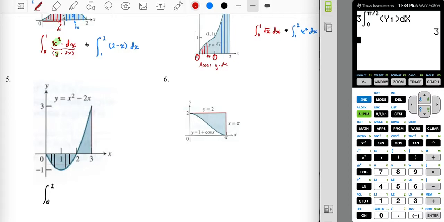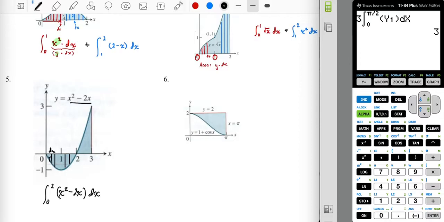That's a good way of thinking about it, I think. If you need another explanation, just let me know, and I'll work on that for you. So from 0 to 2, I'm taking the value of y and multiplying it by dx. Y is x squared minus 2x. That's part of it.